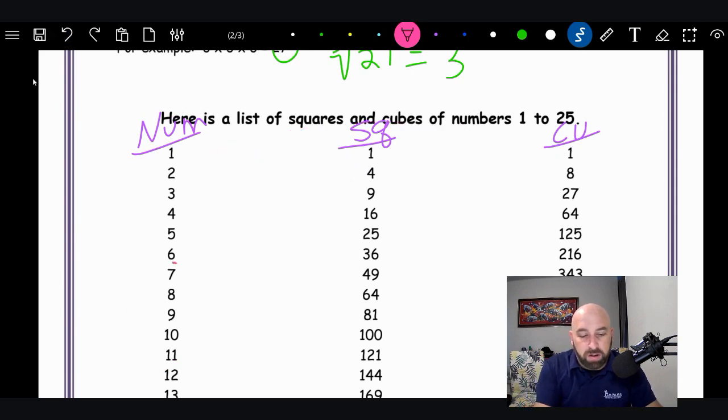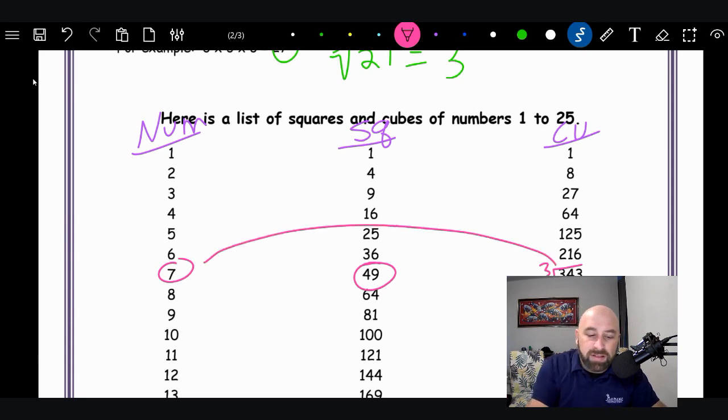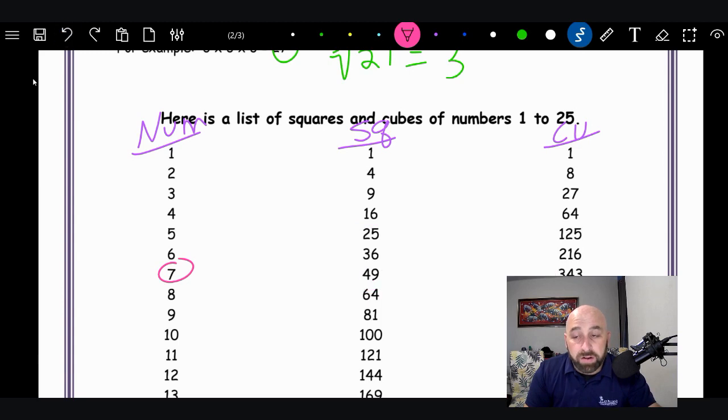Let's pick another one, the number 7. Okay? 7 times 7 equals 49. That's the square root of 49 is 7. But 7 times 7 times 7 equals 343. You can check that on your calculator just to verify if you want to. Now, if I take the cube root of 343, that's going to give me 7. And that's important for you to understand.